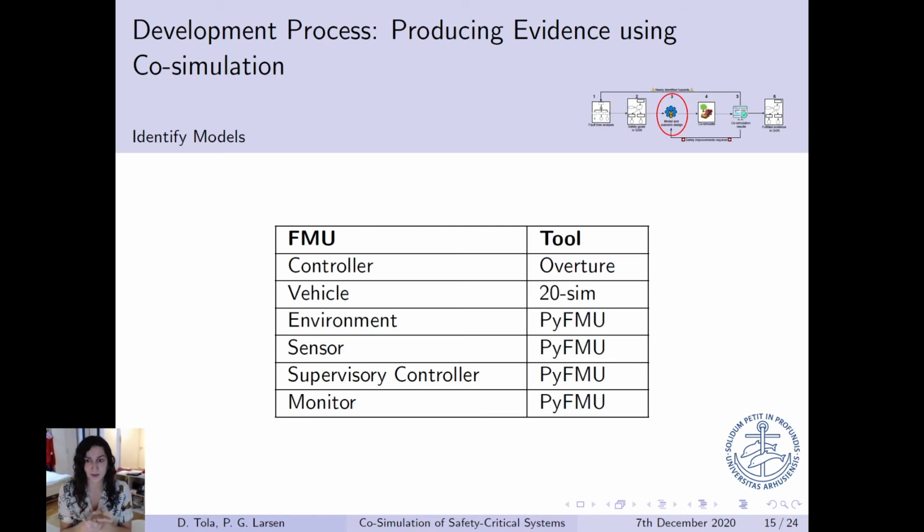So the next step is to identify the models, and here we used a controller and a vehicle model for the combine harvester, which are part of some of the examples in the INTO-CPS toolchain, where the controller is written in Overture and it's a pure pursuit controller, and the vehicle dynamics are simulated in 20-sim using a bicycle model. And the rest of the models, the FMUs, or functional mockup units, are created using PyFMU, which is FMUs created using Python.